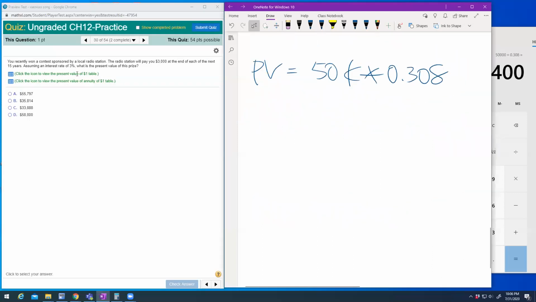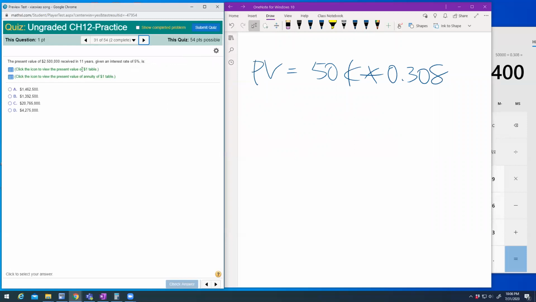Say you win a lottery and you will get $3,000 at the end of each of the next 15 years. I'll leave this to you; you should decide whether to use the one-time factor or the annuity. The present value of an amount received in 11 years is very similar to the question we practiced, so I skip that one. Assume an interest rate of 6%: the present value received at the end of each year for 6 years would be, you decide.